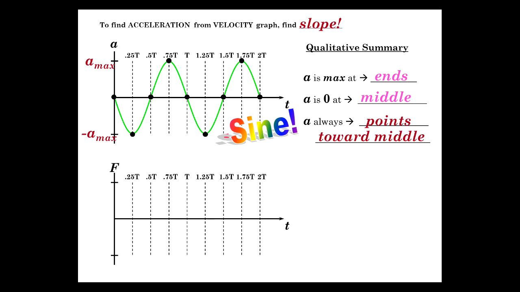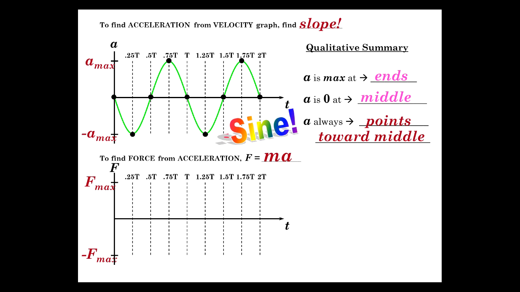Last one we'll do, let's check out force. So what is the force acting on the mass? Well, to find force from acceleration, you know what to do. You just multiply it by m. That's the proportionality constant, m. F is proportional to a, F equals ma. So we have plus and minus F max.